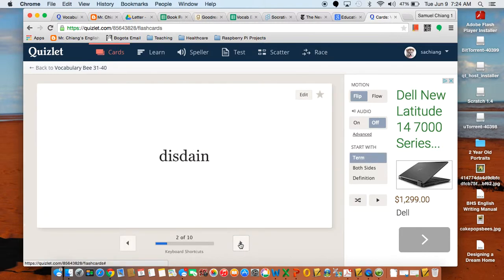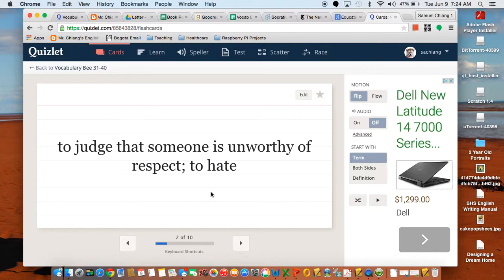Next word is disdain. This is a very strong, a very negative word. It has a negative connotation, and it means to judge that someone is unworthy of respect. And sometimes it's used as another way of saying to hate. So an example of that would be if one person treats another person with a lot of disdain because that one person thinks that the other person is a really, really bad person and doesn't deserve respect and just doesn't deserve to be treated well. So if you treat someone with a lot of disdain, that means you really, really don't respect them and that you really dislike them.